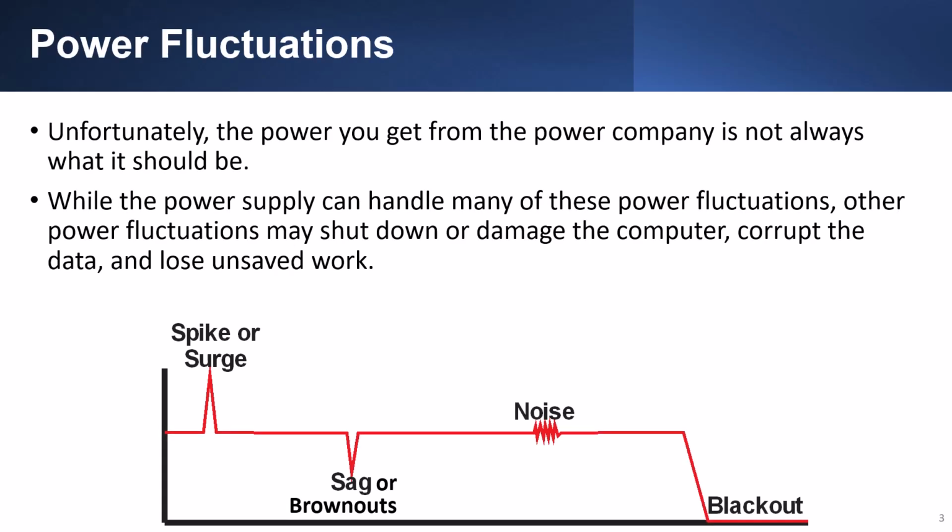Unfortunately, the power you get from the power company is not always what it should be. While the power supply can handle many of these power fluctuations, other power fluctuations can shut down or damage the computer, corrupt the data, and lose unsaved work.